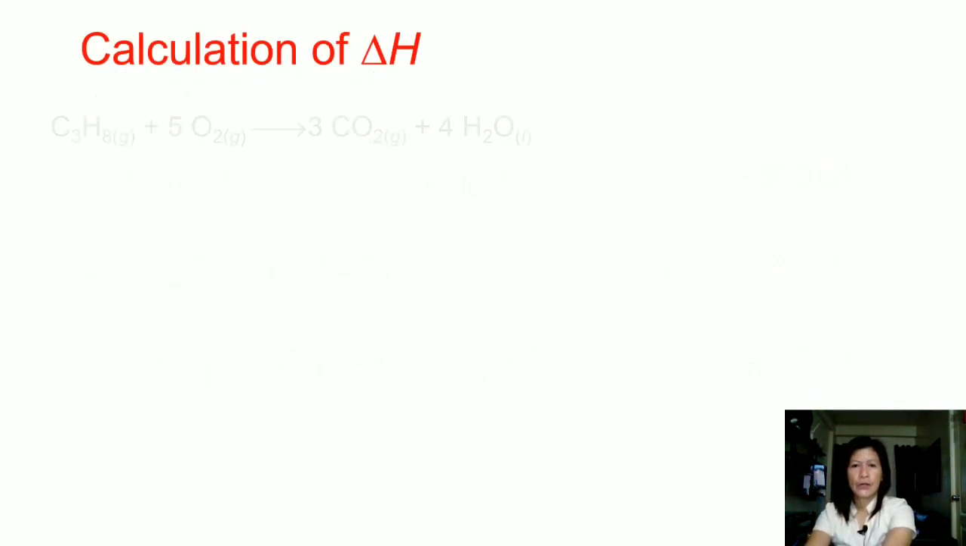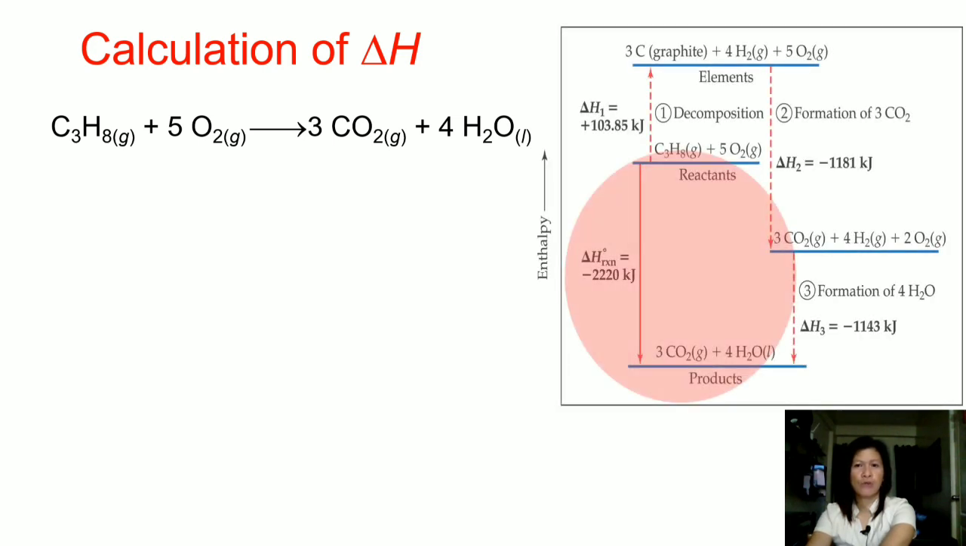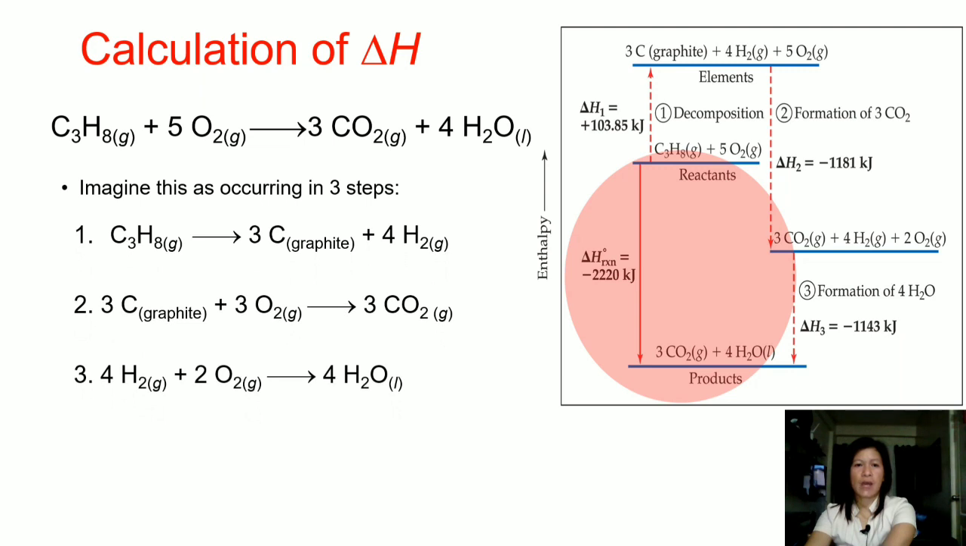Okay, let's have another example. Let's have this reaction: propane reacting with 5 moles of oxygen, producing 3 moles of carbon dioxide and 4 moles of water. The diagram of the reaction is as follows. Notice 3 steps are involved. Imagining the reaction in 3 steps, we have the following individual reactions. The total enthalpy of the reaction is given here as negative 2,220 kilojoule.